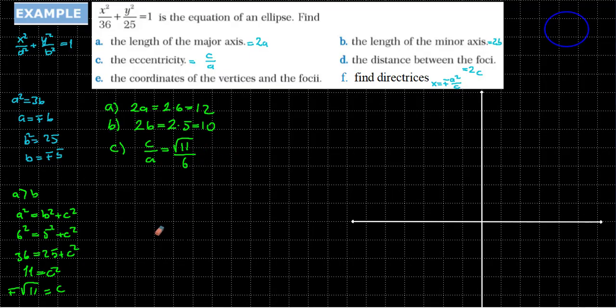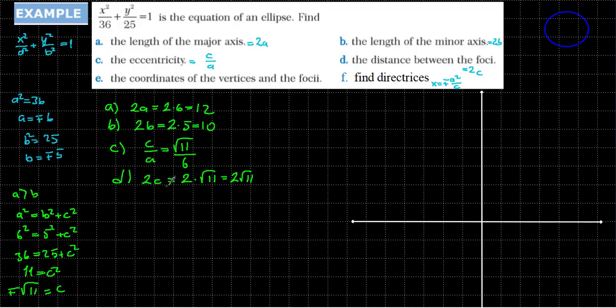Okay, the distance between the foci should be 2c, which is equal to 2 times root 11, which is 2 root 11. And next, the coordinates of the vertices and the foci.